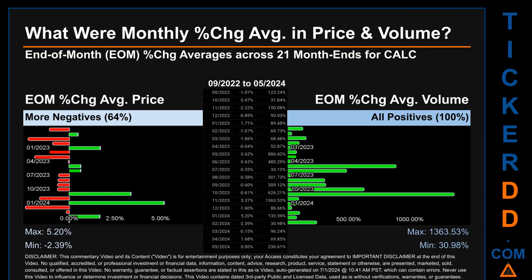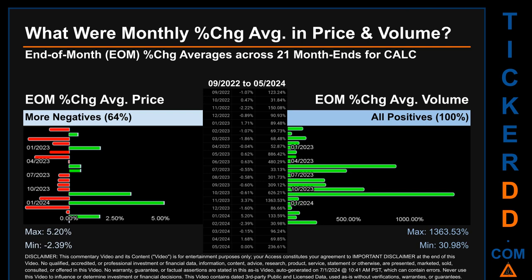What were end-of-month percentage change averages in price and volume for CALC? The monthly average of percentage change in price and in volume were calculated for each of the 21 month ends. That calculation took daily percentage changes and averaged them for each given month. If a month end came out negative, then it means that the month summarily saw a negative change.